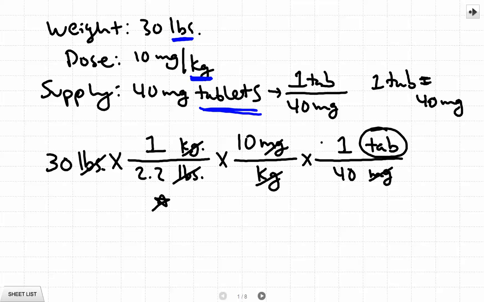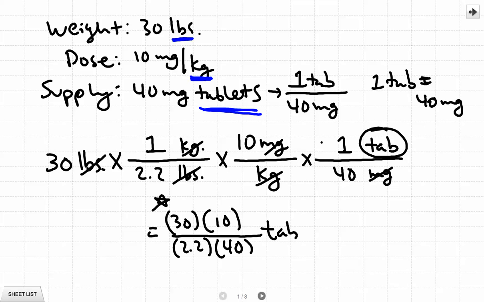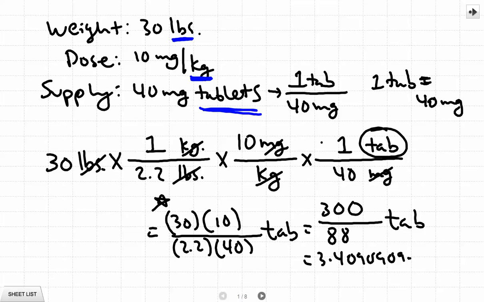So now everything else is just multiplication and division. So what's left in my numerator? I've got a factor of 30 and a factor of 10. In my denominator, I've got a factor of 2.2 and a factor of 40. And this is going to be tablets. So that's 300 in my numerator. And this should be 88 in my denominator. Let's just double check, because it never hurts to use a calculator for things like this. And when you take 300 and divide it by 88, you come up with a value of 3.409909, et cetera.